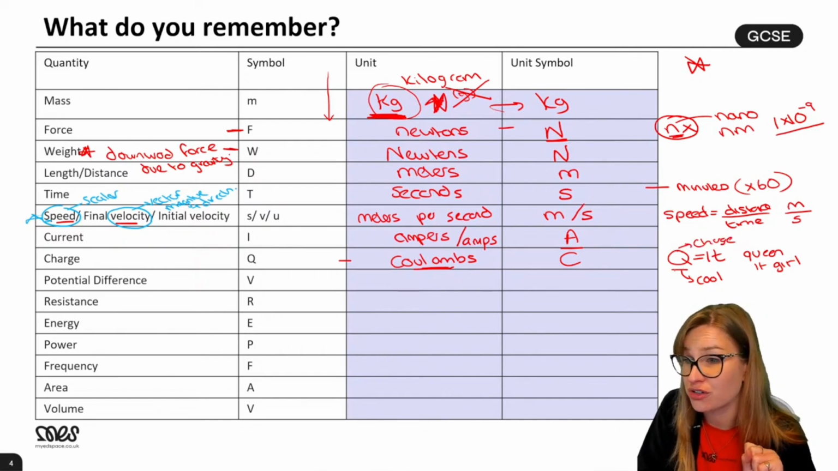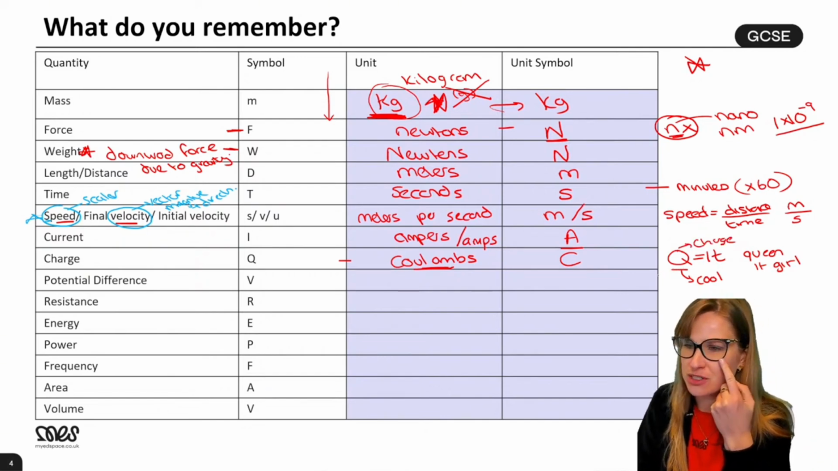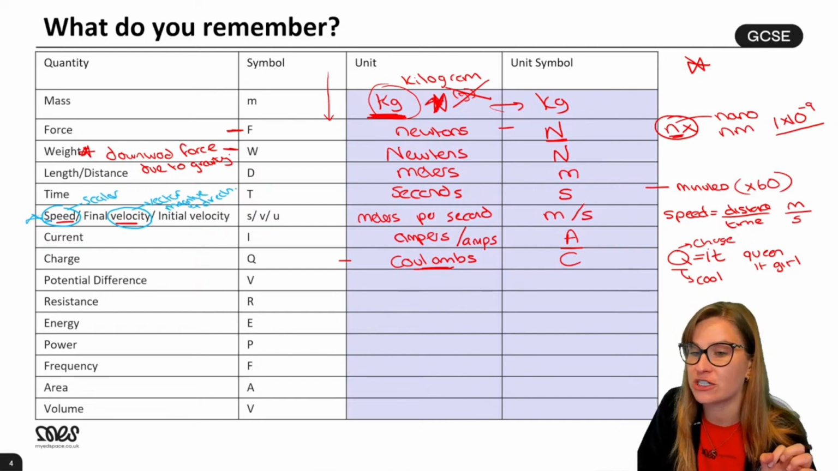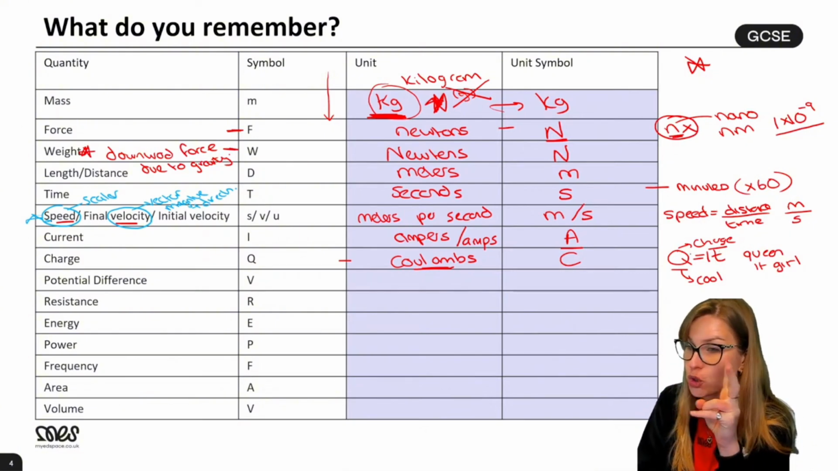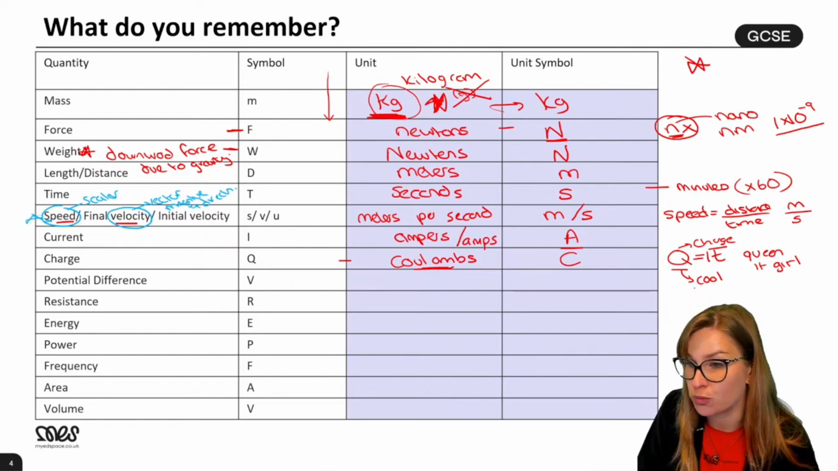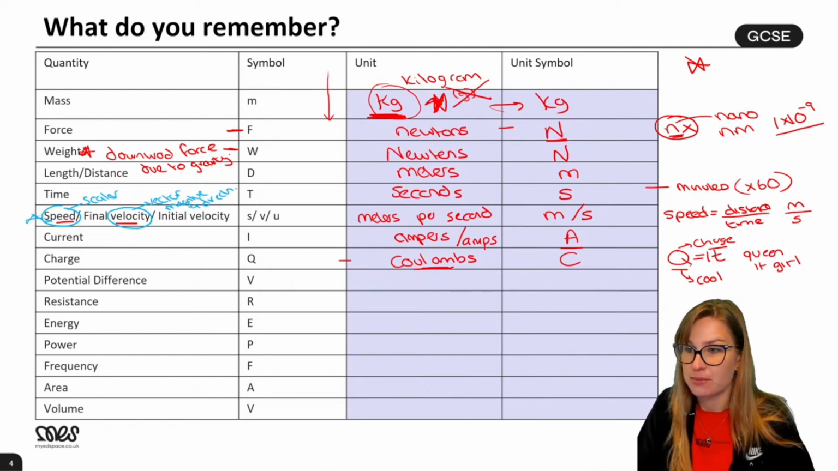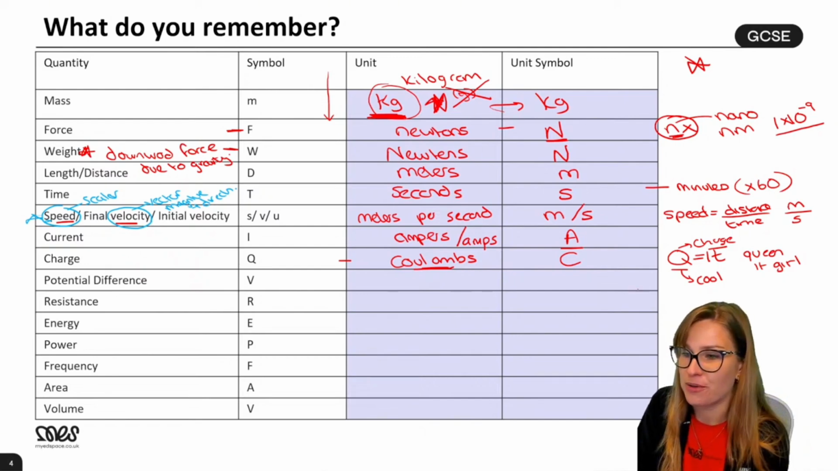Yeah, that's good too. I think I remember you from the summer school. So the queen was in charge of the country, so that's why Q stands for charge. She was the it girl, the cool girl, so that's why it's measured in coulombs. No worries, that's why we're revising it.